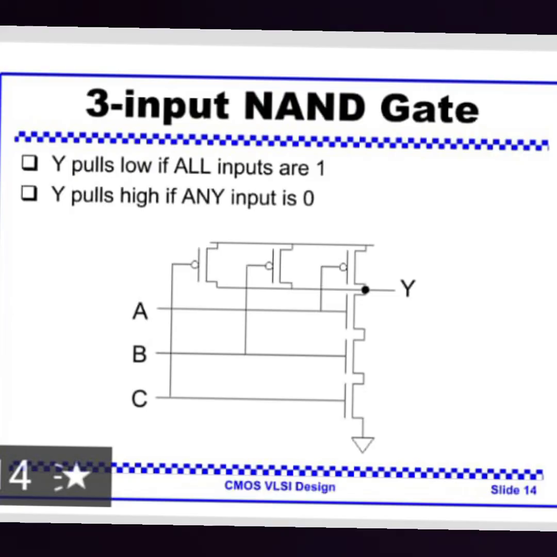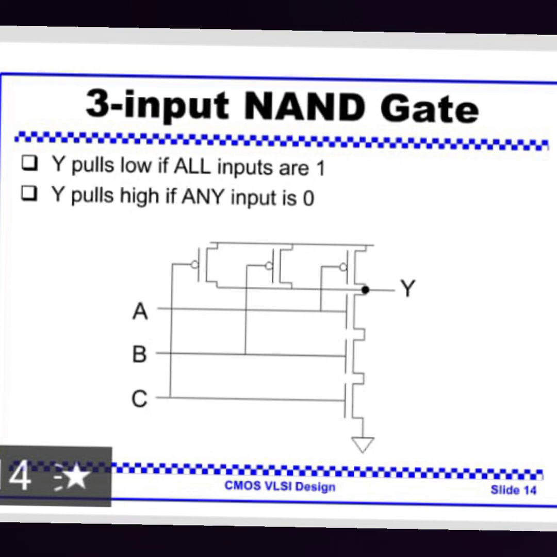Next, let us proceed to the 3-input NAND gate. A 3-input NAND gate has a low output when all the inputs are high, and for the other combinations, if any one of the inputs is 0, the output is going to be high. So you can see the circuit diagram as we have seen for the 2-input NAND gate. Even for the 3-input NAND gate, the NMOS transistors will be in series and the PMOS transistors will be in parallel.